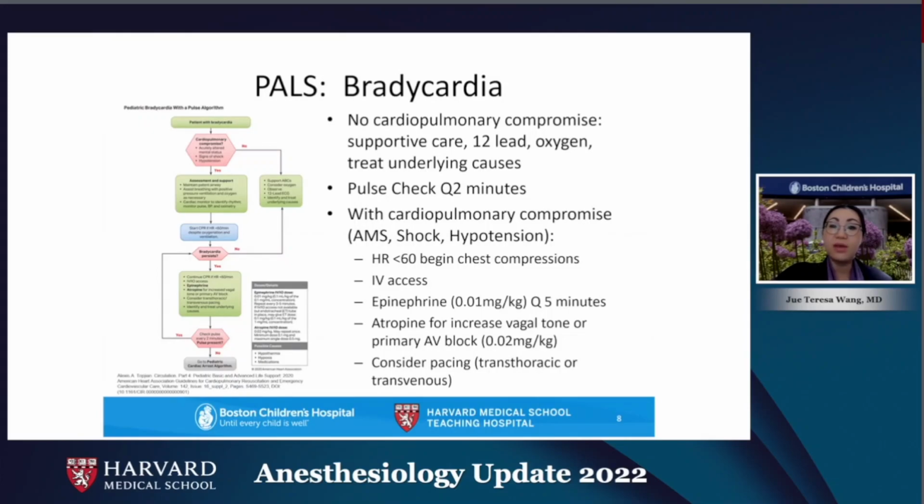If increased vagal tone is suspected to be the cause, or if a primary AV block is suspected to be the cause of the bradycardic event, atropine may be given at a dose of 0.02 milligrams per kilogram. And if all of the above measures fail, consider pacing, whether that is transthoracic or transvenous, and expert consult.